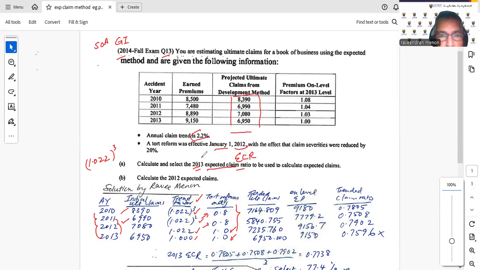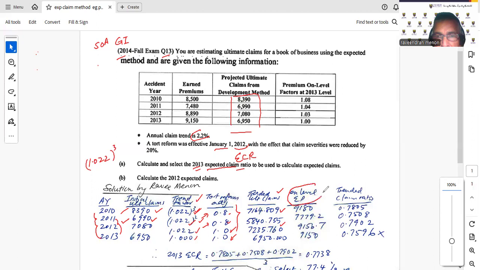You're told your claim severities were reduced by 20%. So this will be 80%, 80%, and 1 and 1. Basically, you're done. Then you go ahead and work out your trended ultimate claims. Use a calculator, multiply these numbers out, and you'll get this number here. Now, I'll just talk about one row; the rest are all the same. Take this, multiply by this, and you'll get this. Done with that.